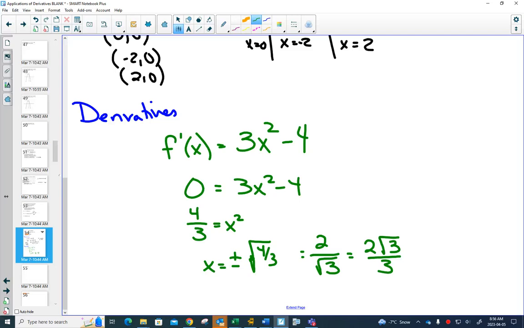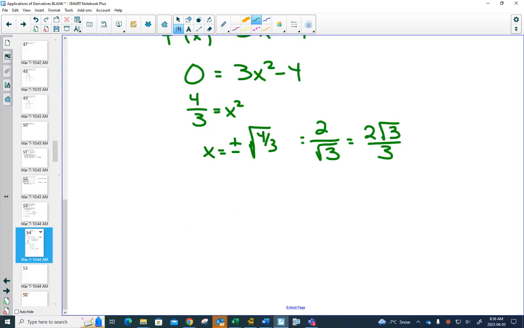Okay? Plus or minus. So we can draw our number line. And we can put negative root 4 over 3 and positive root 4 over 3. Got to be careful here. I would have lost a half mark here because I need the whole thing in the square root.